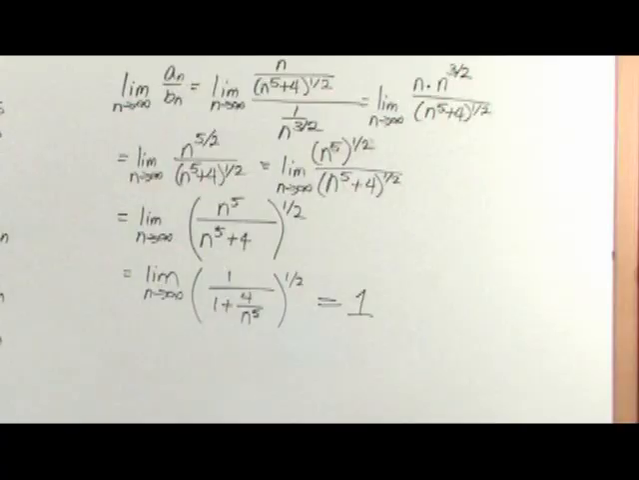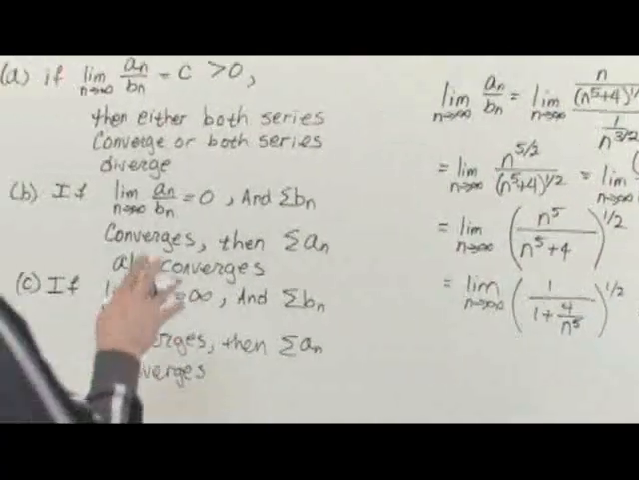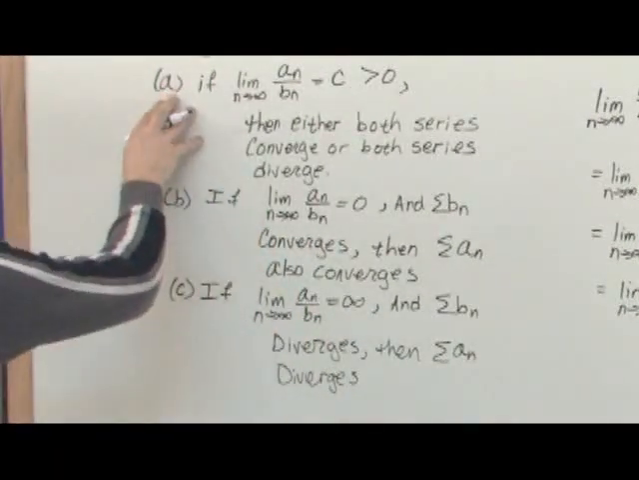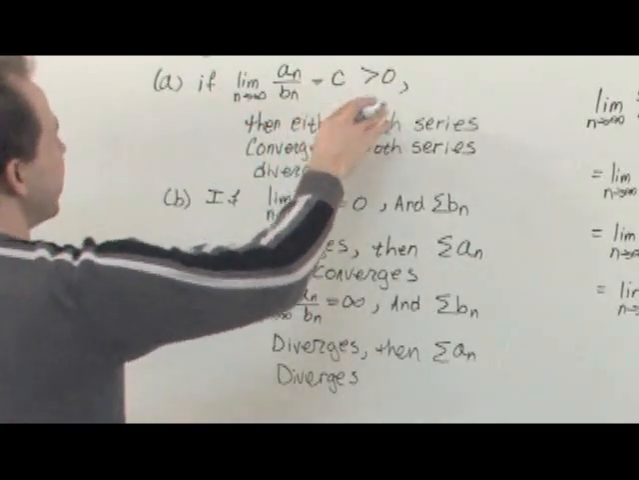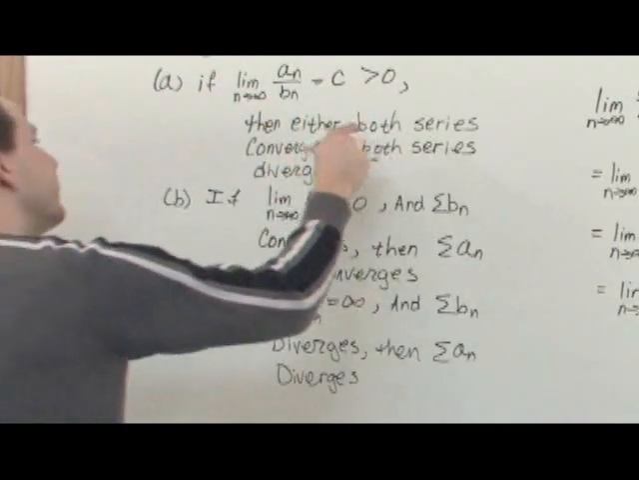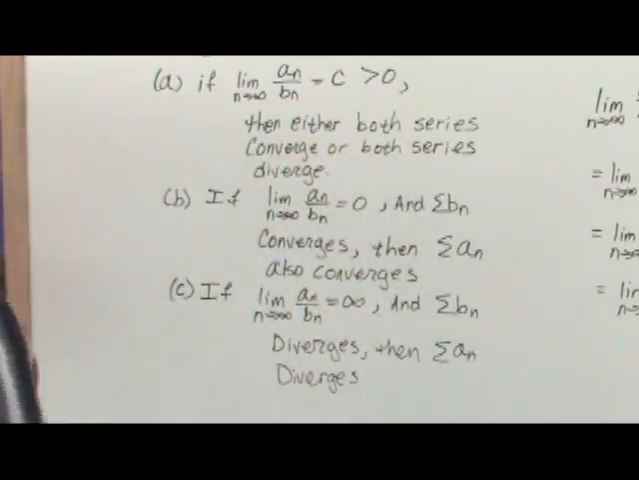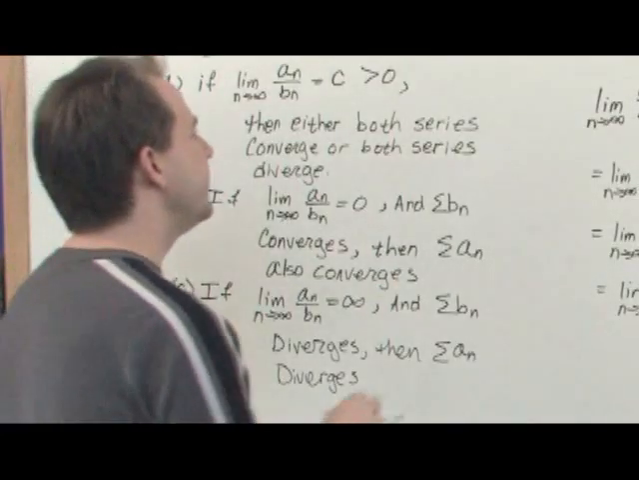Okay, so where do we stand? Going back over here, we're in this case because we took the limit of the ratio of the elements and we got a limit greater than 0. So now we're in the case where either both series converge or both series diverge. Okay, that's the case we're in, and so we just need to figure out which case that is. Look at what b sub n is.